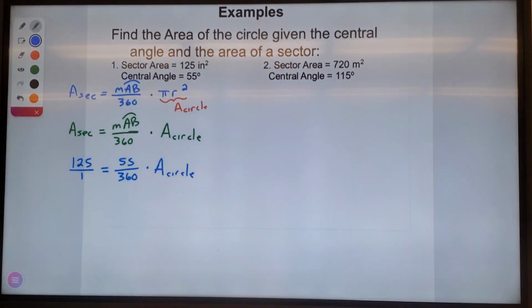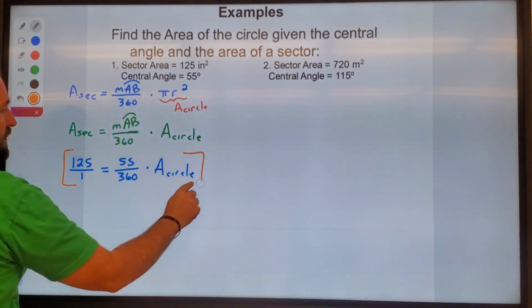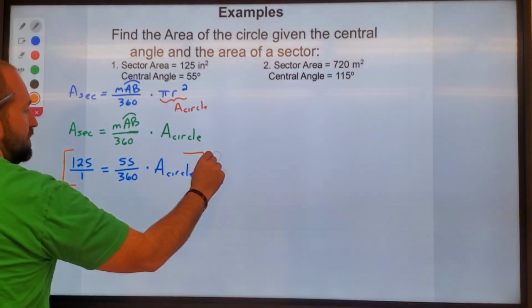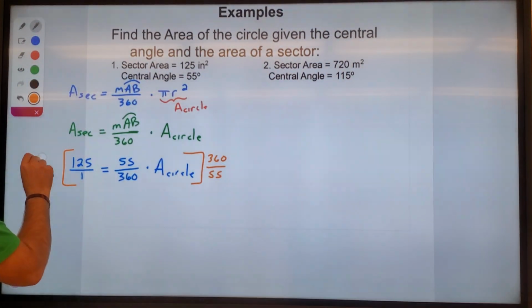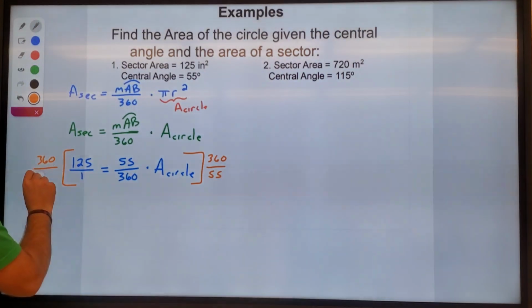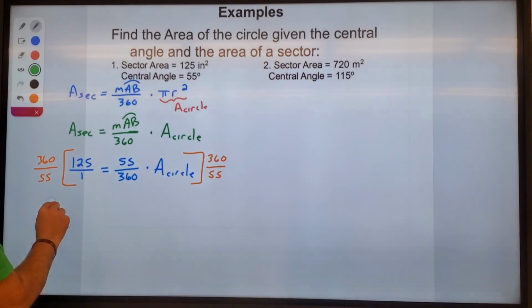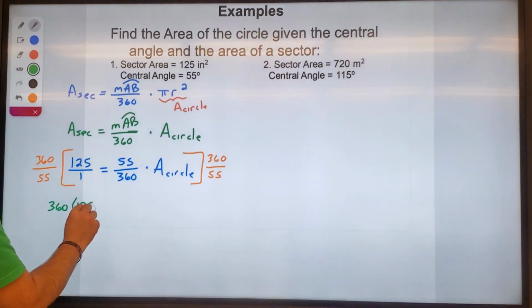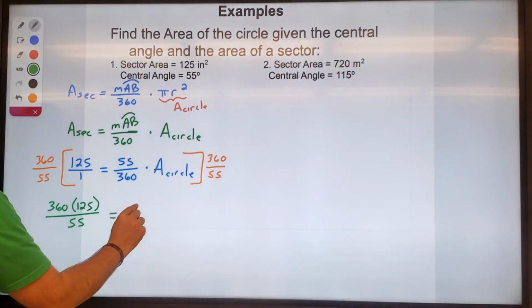Okay. And again, what happens here is I'm going to multiply both sides by the reciprocal. Again, you have the option of dividing by the 55 over 360, but I'm going to multiply by 360 over 55. Which is going to give me 360 times the 125 over 55 is the area of the circle.